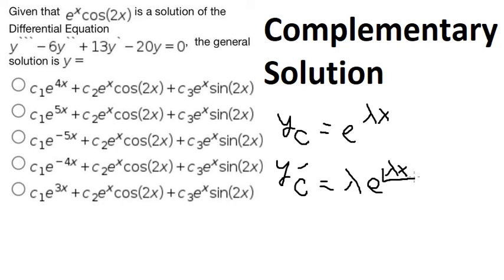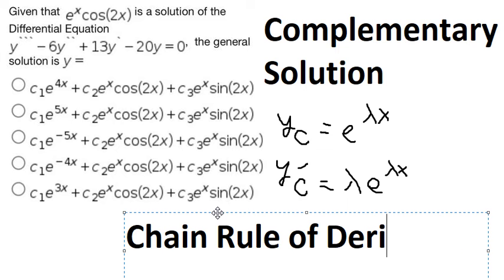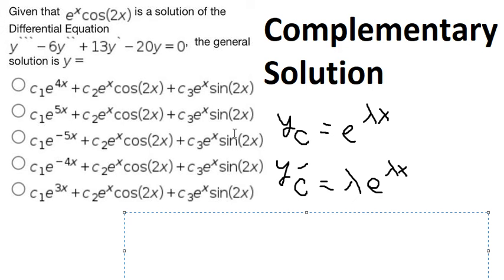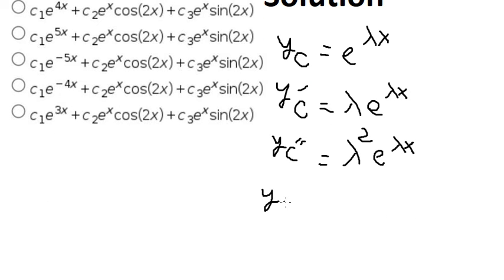Later we continue to take the derivative of lambda s. We have lambda, that's e, by the chain rule of derivative. So you got the first derivative. Now we go to the second derivative. We will have lambda squared e to the power of lambda s, and we do the next one.